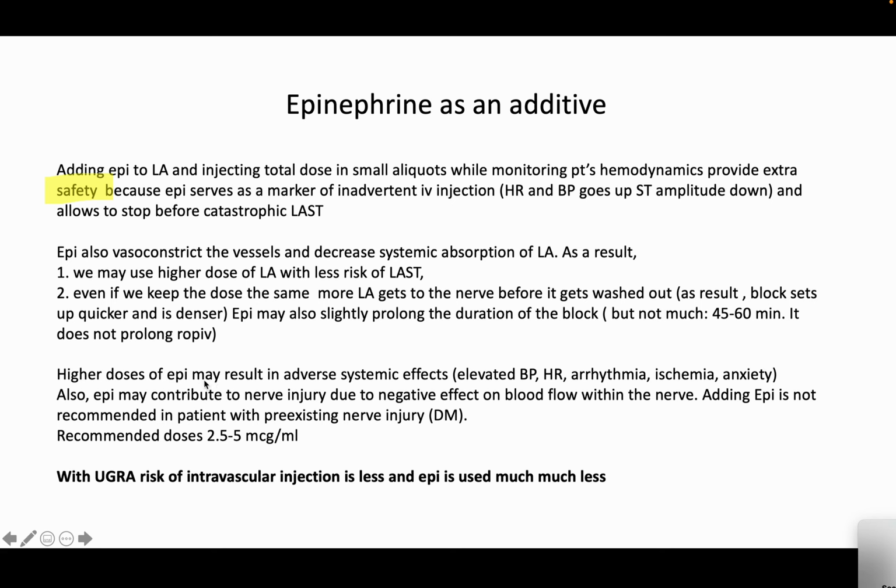A high dose of epi results in adverse systemic effects. We have elevated blood pressure, heart rate, maybe occasional arrhythmia, ischemia, anxiety. So we have to keep it kind of low. And also, most important, as I mentioned before, epi may contribute to nerve injury due to its negative effect on the blood flow within the nerve. So adding epinephrine is not recommended in patients with pre-existing nerve injury. If you decide to add it, the dose will probably be somewhere from 2.5 to 5 mcg/mL. 2.5 is a little bit safer.